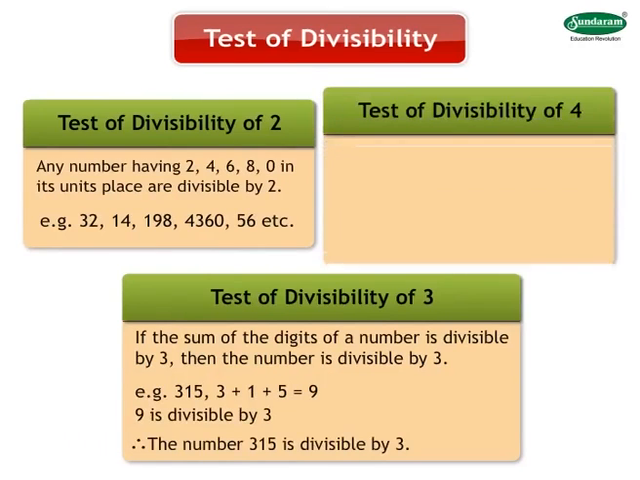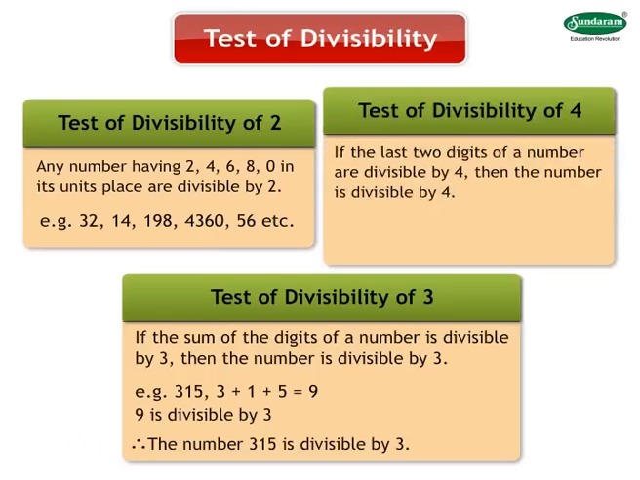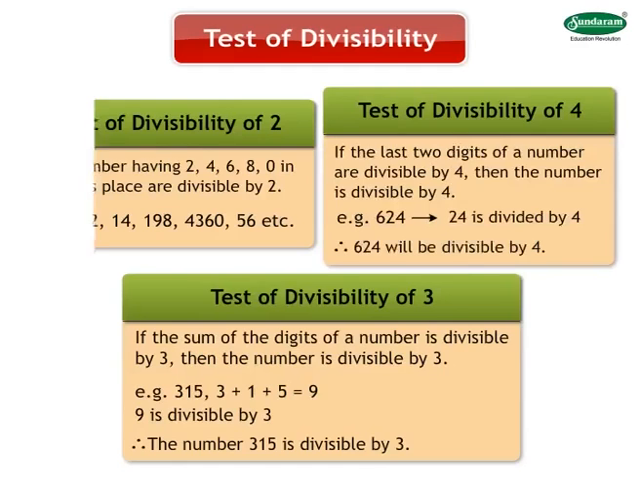Test of divisibility of 4. If the last two digits of a number are divisible by 4, then the number is divisible by 4. Example: 624. 24 is divisible by 4. Therefore, 624 will be divisible by 4.